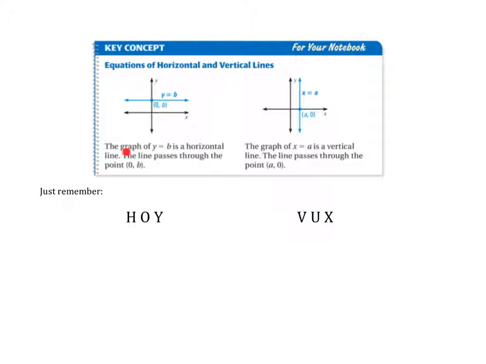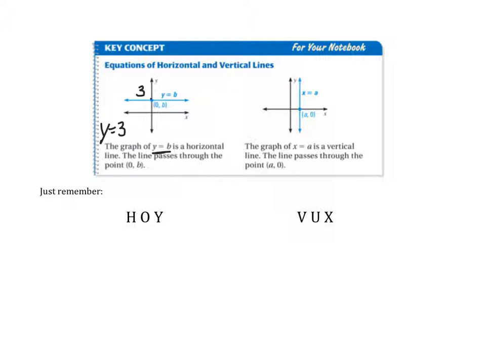So it says the graph of y equals b is a horizontal line that passes through the point 0, comma b. So for example, if you were given y equals 3, the b value would be 3. That would mean that this is a horizontal line going through the y-axis at 3. So they would say that that point right there is 3. So a horizontal line is when it's y equals.